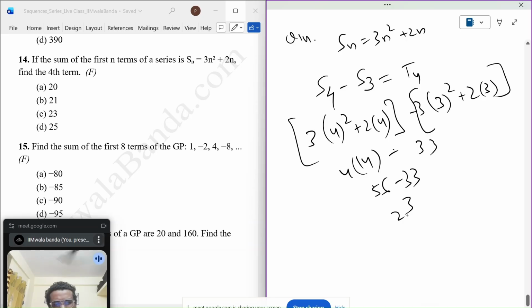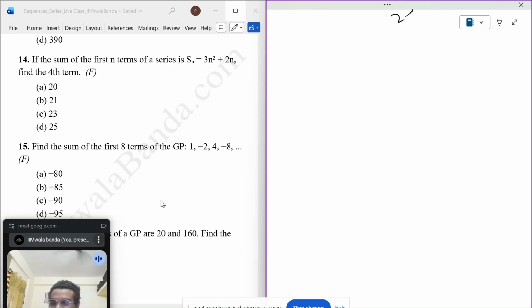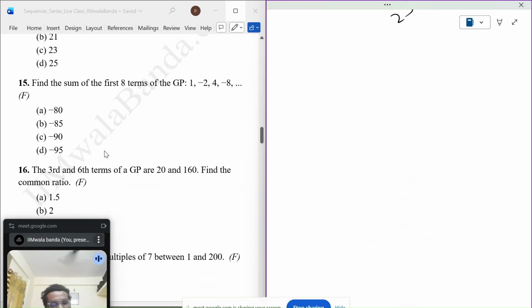Any which way you can solve. The idea is that you don't really put values, find the first 4 terms and then add them. Or you find the fourth term directly like that. What if it was asking the 17th term? You're not going to do it that way, right? You'll find the sum till 17 and subtract the sum till the 16th. You're not going to find individual terms to get till the 17th value. So this is also a very important aspect of solving these questions.